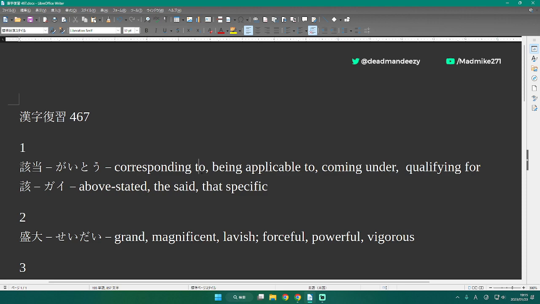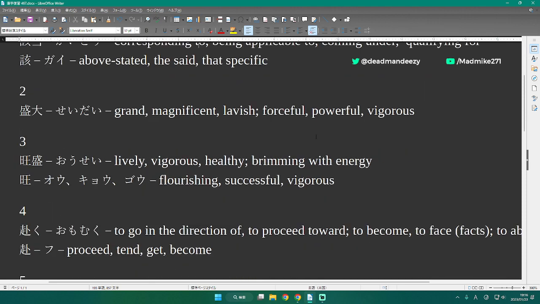Gai is the above said or that specific. Together with to on the right side for appropriateness, we have appropriate or corresponding to some specific thing. Gai to is corresponding to or applicable to.